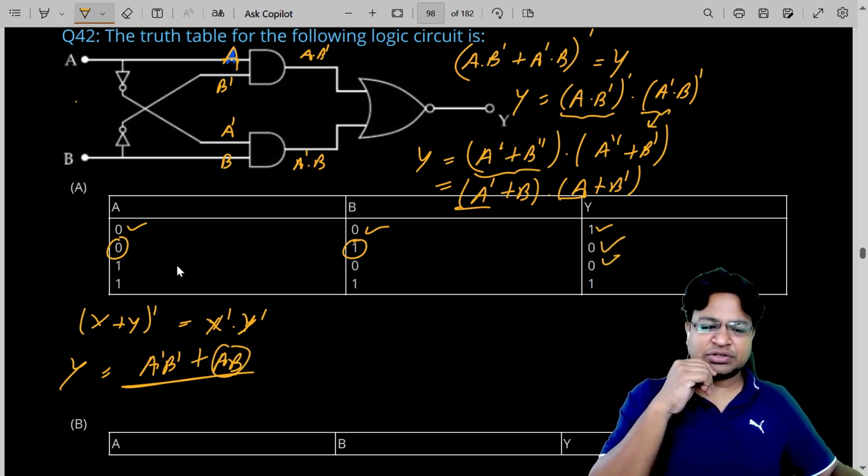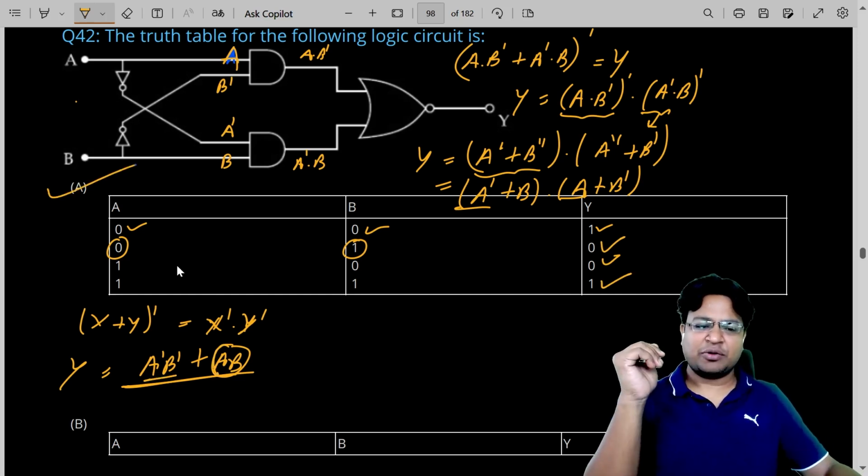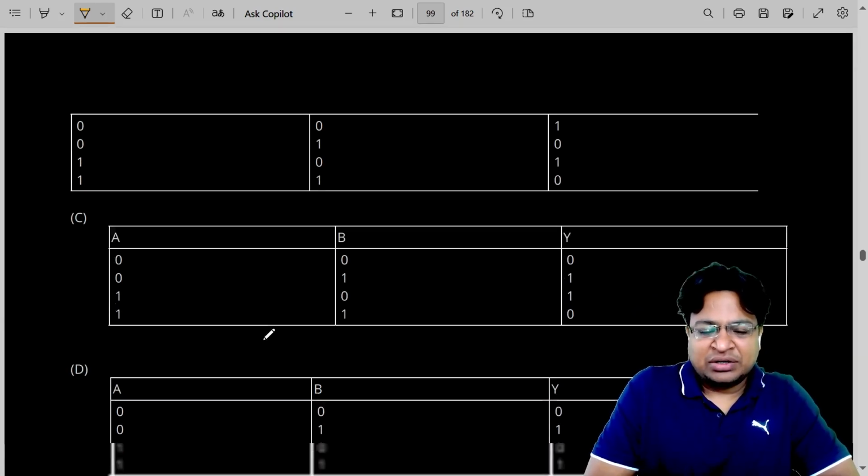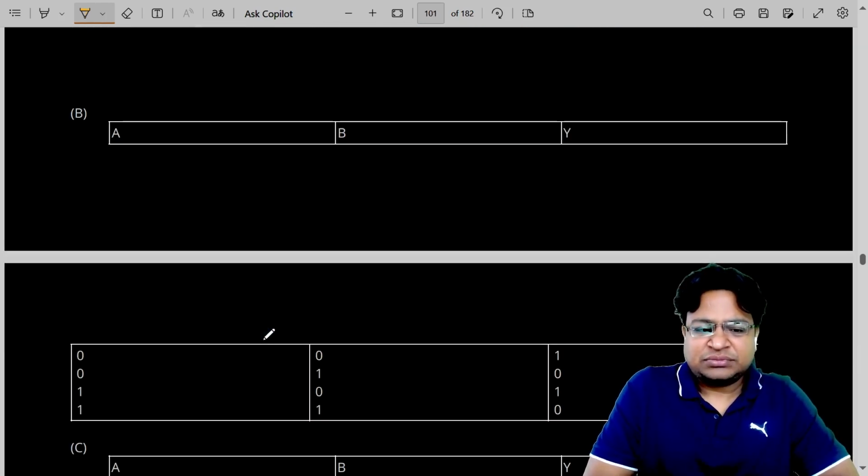The same thing will happen in the next also, 1, 0 also. And if both of them are 1, then this will become 1, but this will become 0. So luckily, option A matched. So option A would be the right one. You can likewise check for the other tables also, and you can figure out the right one.